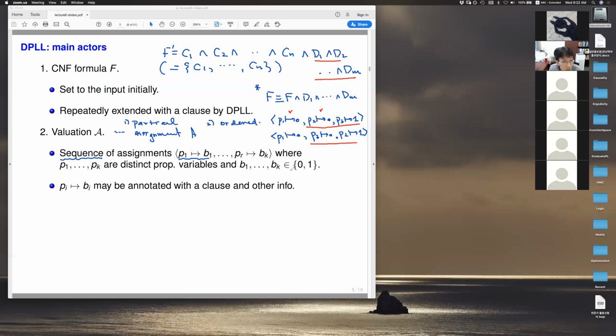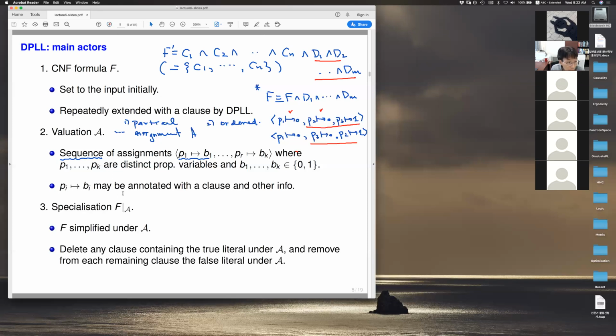I'm going to repeat this algorithm multiple times, so that if you get kind of lost in the beginning, I hope eventually you get the idea of how the algorithm works. But what I explained so far is that there are two main actors. One is the CNF formula. The second is the valuation. The third is not quite an actor, but it is another important part of the algorithm: specialization. We have a formula F, and we also have this valuation A. We want to simplify the formula F on the valuation A as much as possible. That is what specialization is, intuitively.